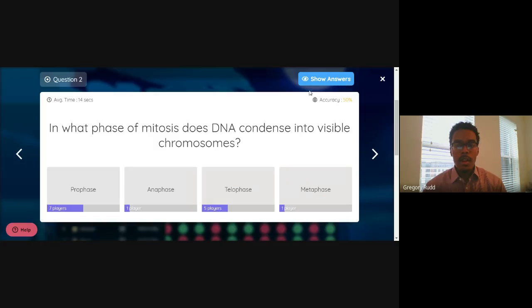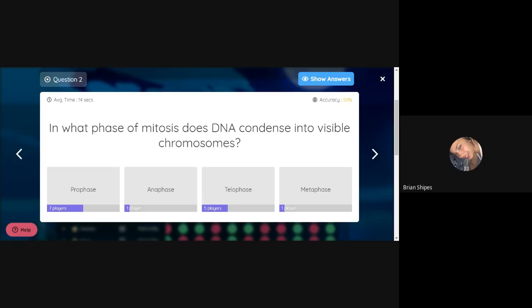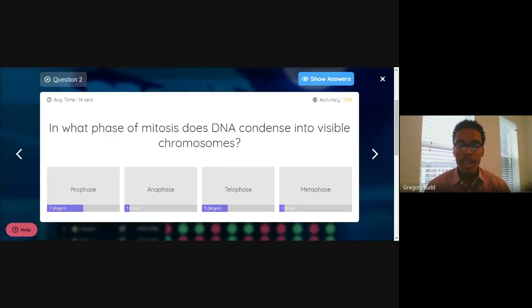All right, the second question, and our accuracy again was a bit low, 50%. In what phase of mitosis does DNA condense into visible chromosomes? Is it Anna? It is not anaphase, but thank you for speaking up, though. Keep doing it, keep sharing. Prophase. It is prophase. Excellent. Prophase is the first phase of mitosis, and we need to have the DNA condense into chromosomes first before we can pull the chromosomes apart. If they're not in chromosomes, then we can't pull them apart during anaphase. If they're not in chromosomes, then they can't line up in the middle during metaphase. So during the first phase, during prophase, we need that DNA to condense into visible chromosomes.